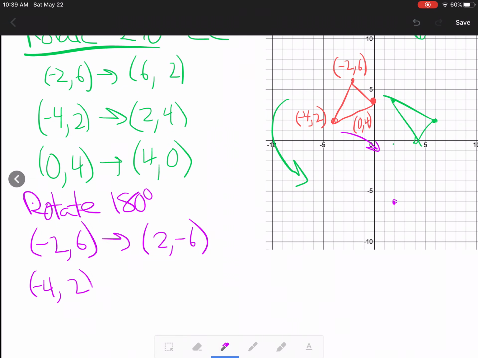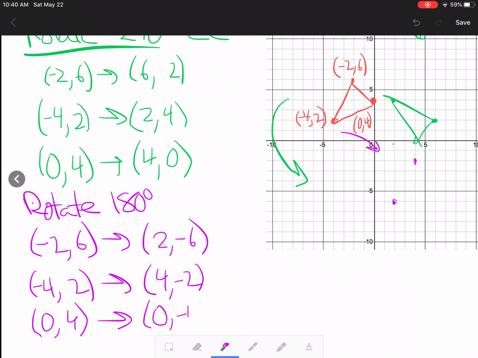-4, 2 becomes +4, -2. So +4, -2 right there. And then 0, 4 is going to become 0, -4. Now 0 is kind of an interesting case. You can't make it positive or negative. It is what it is. So we'll just let that one be right there. And then there we go. Connect them. And we've rotated the shape 180 degrees.